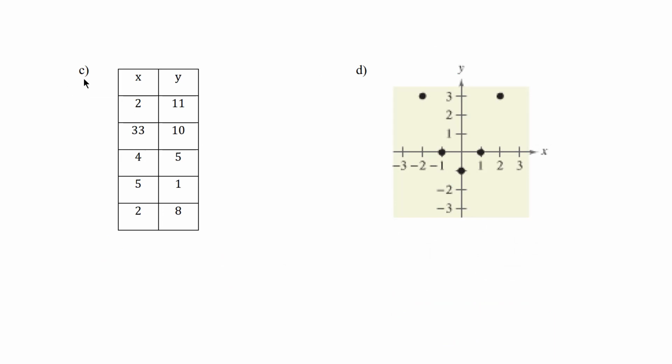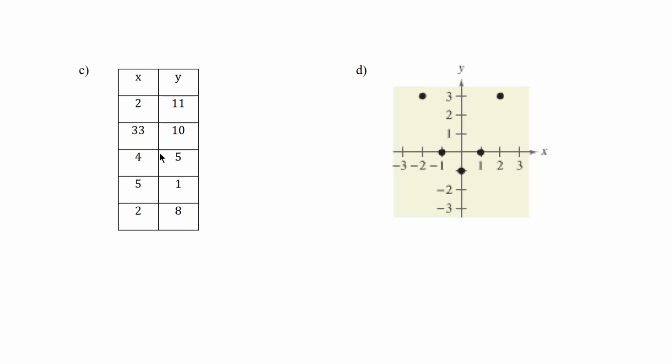Moving on to part C, our relation is represented by an xy table. Under the x column, we have 2, 33, 4, 5, and 2. Under the y column, we have 11, 10, 5, 1, and 8. So 2 corresponds to 11, 33 corresponds to 10, 4 corresponds to 5, 5 corresponds to 1, and 2 corresponds to 8.